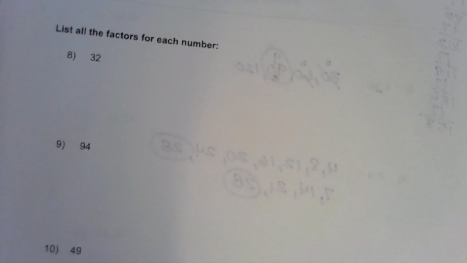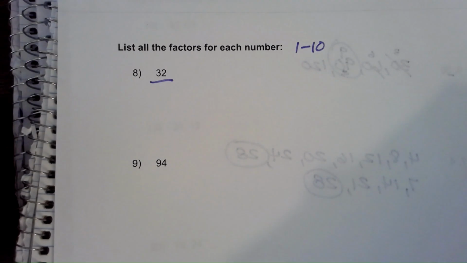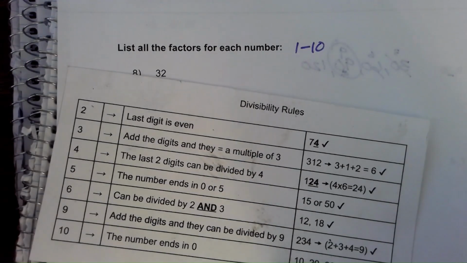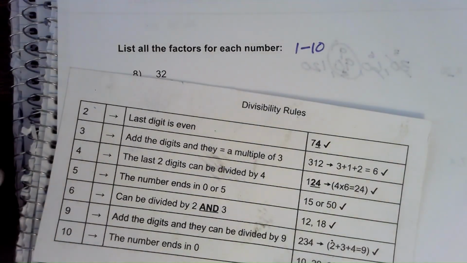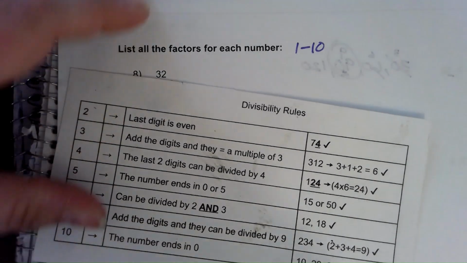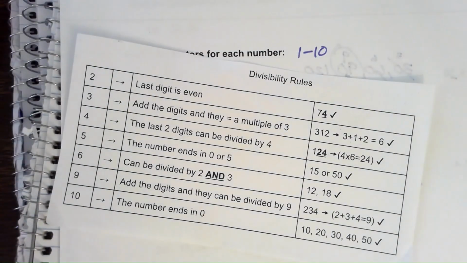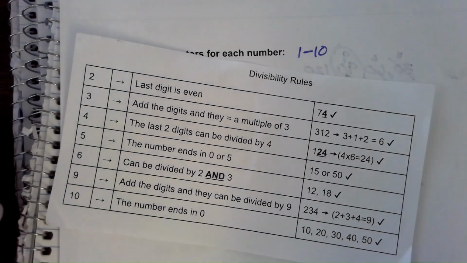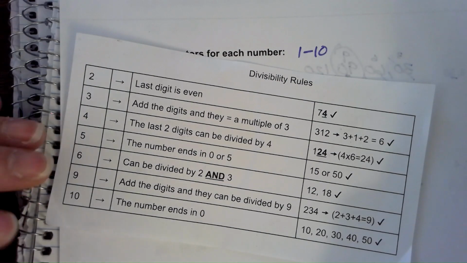Now, on this next section, it just asks you to list factors for all the numbers. So remember that when you are looking through these factors, you need to check 1 through 10. And we are using these divisibility rules. That is really dirty. Let me see if I have a cleaner one. We're using these divisibility rules to help us shortcut, okay? Because we don't want to take up a lot of time.